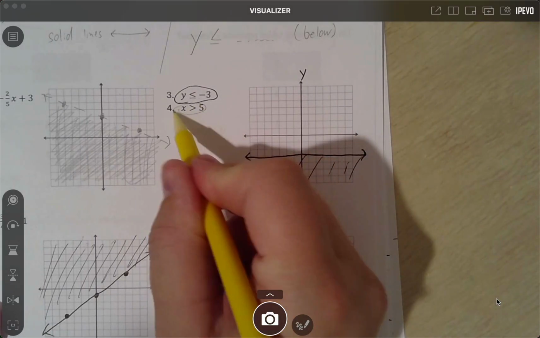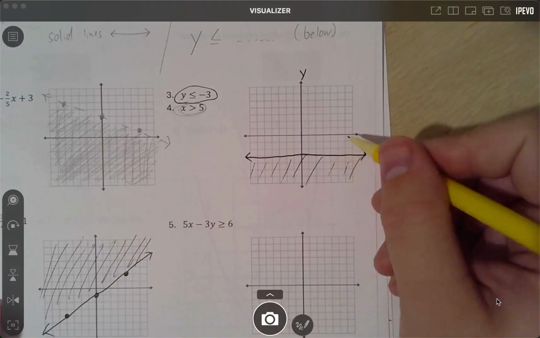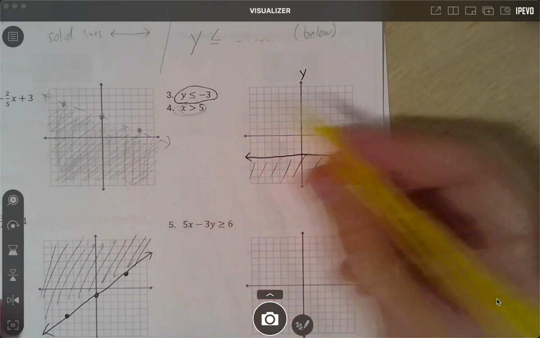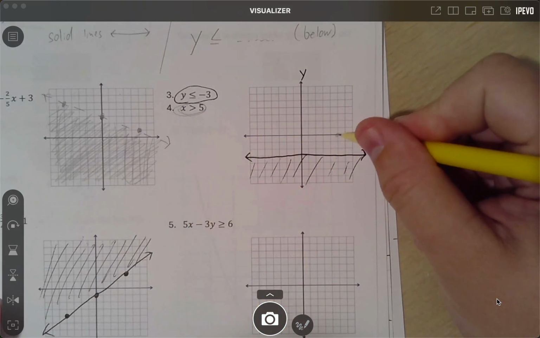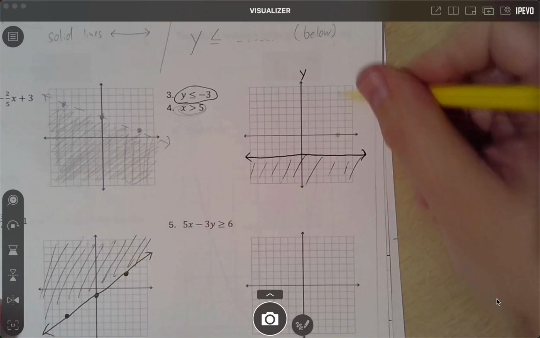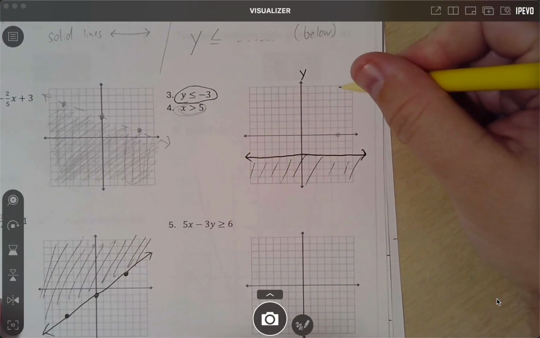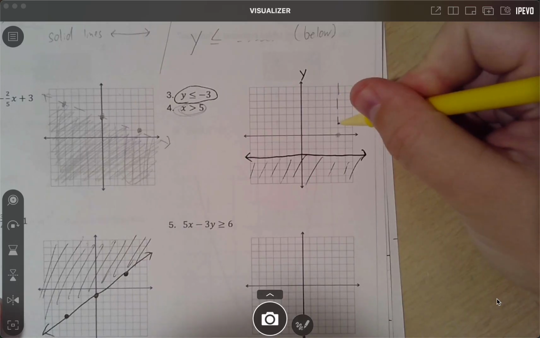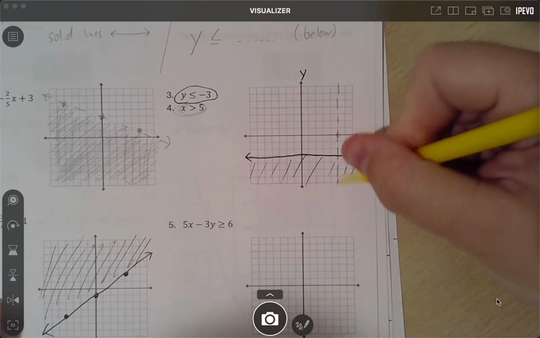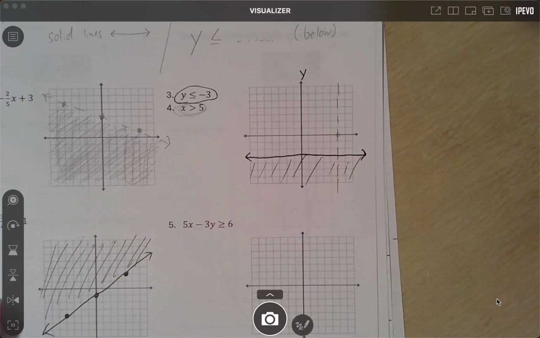But up next it says x can be greater than 5. So I'm going to cross through x at 5. That's right here. And I'm going to cross through, but not as a solid line. I'm going to cross through as a dashed line. Again, hopefully we can see that that's a different color.